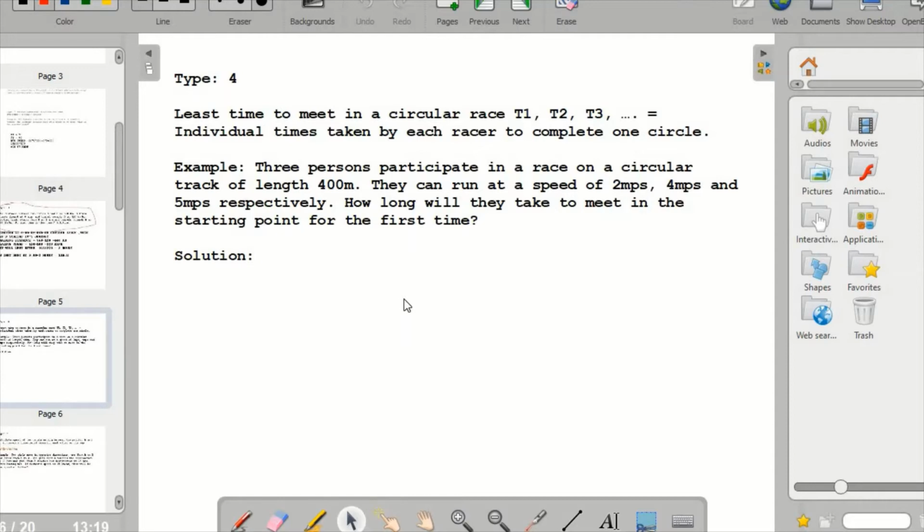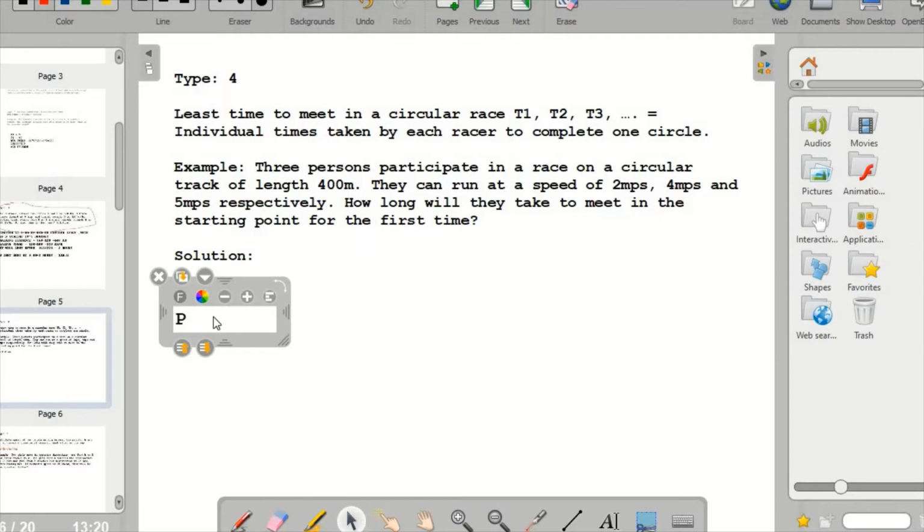Three persons participate in a race on a circular track of length 400 meters. They run at speeds of 2 m/s, 4 m/s and 5 m/s respectively. How long will they take to meet at the starting point for the first time? So we have to calculate how long it takes for them to clear their first lap. If you are watching MotoGP or some other race, you know first lap, second lap. So what is the time they take for the first lap?